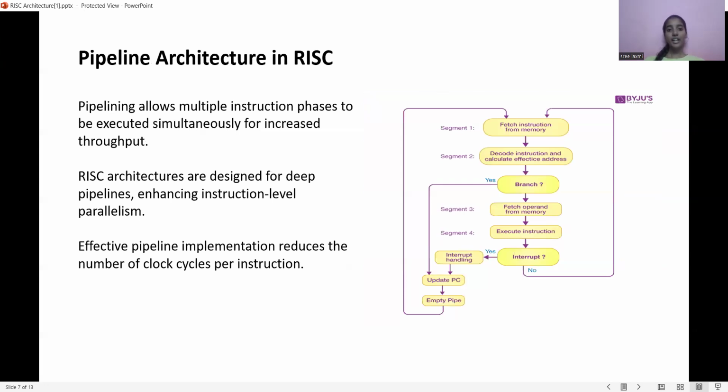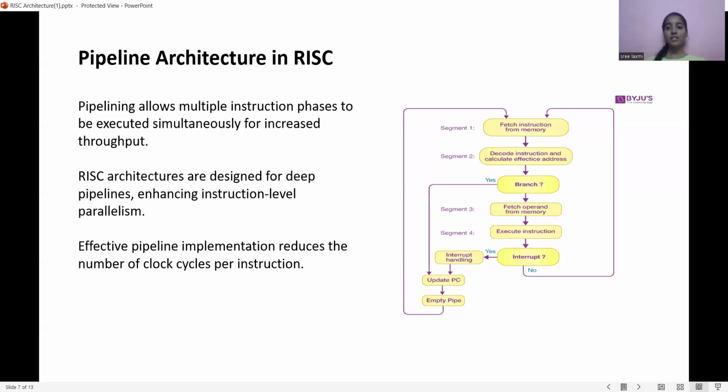This is the pipeline architecture in RISC. Pipeline allows multiple instruction phases to be executed simultaneously for increased throughput. RISC architectures are designed for deep pipelines, enhancing instruction level parallelism. Effective pipeline implementation reduces the number of clocks per instruction.